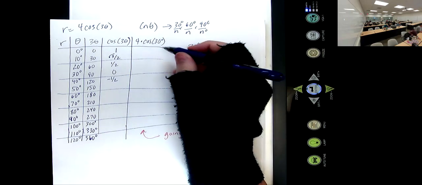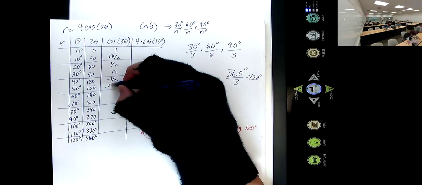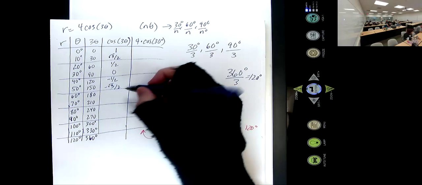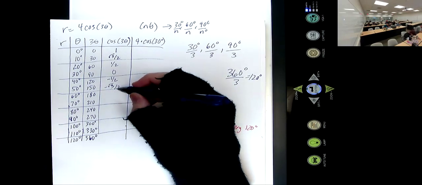Cosine of 150? -√3/2, excellent. 180, cosine of 180?